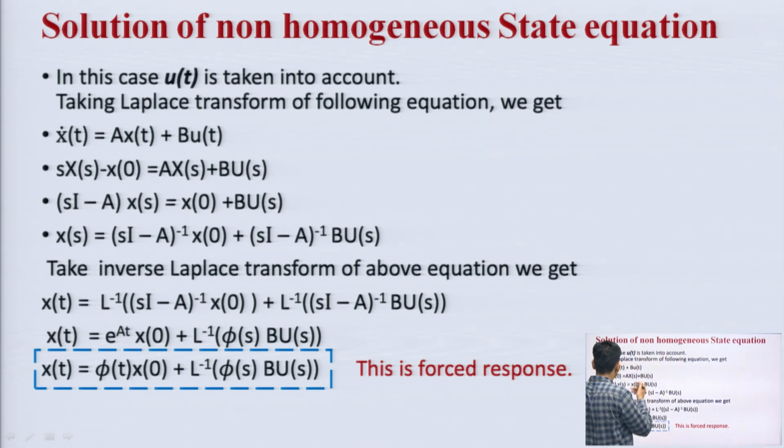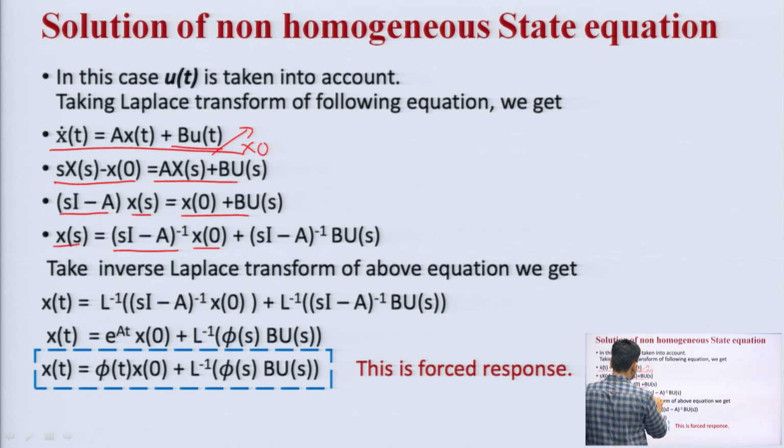So, again I will assume my state equation. Here this is finite, I will not make it equal to 0 because it is finite here. Same, I will take the Laplace transform of it, this step is very similar to what we had seen. Then (sI minus A) X(s), this will come: X(s) is equal to (sI minus A) inverse x(0) plus (sI minus A) inverse B U(s).